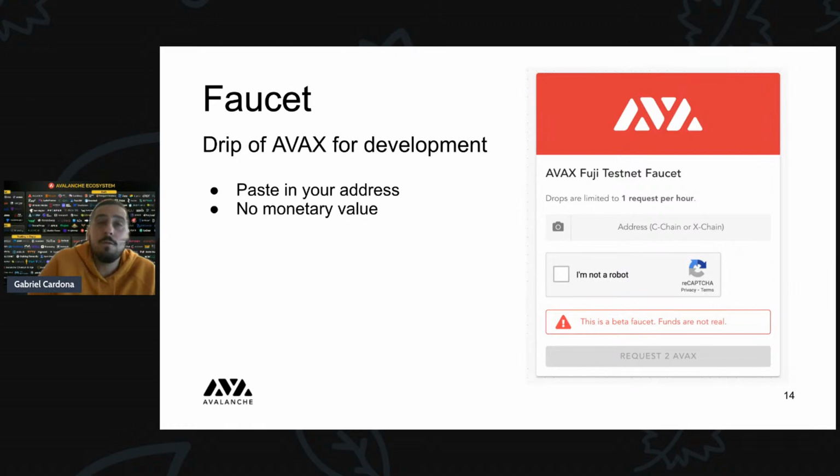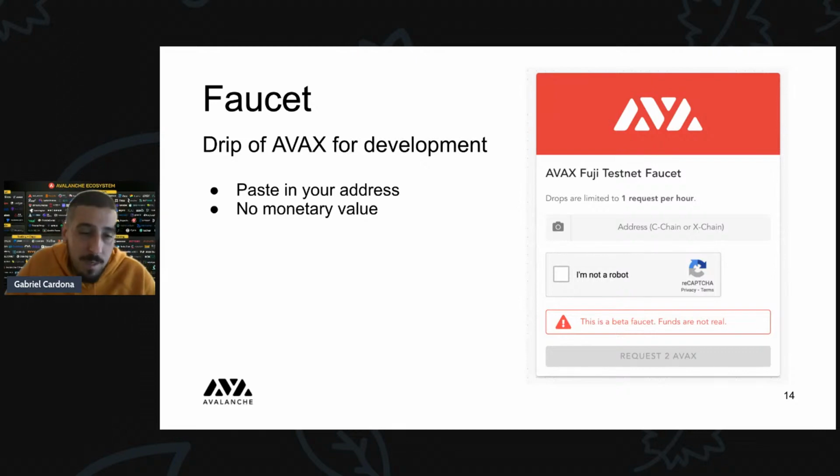So if you're doing local development, if you're using Avash right now, or if you're using the local network runner going forward, there's a key pair you can use where you have millions and millions of test AVAX on your local machine. If you're using Fuji, you want to go to our faucet and use it to get funds.